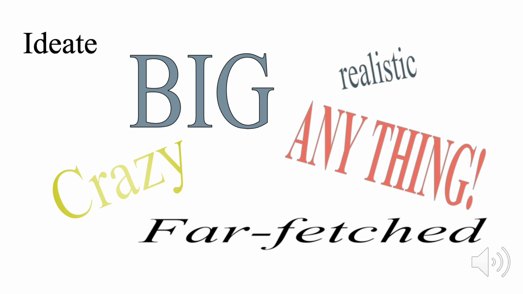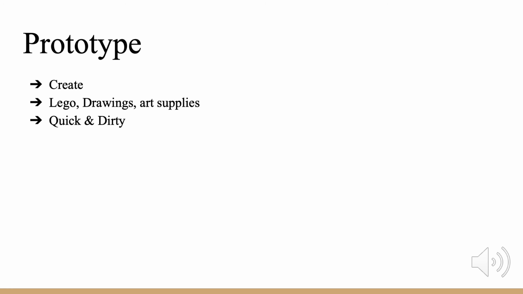Then you're going to ideate, which is super fun. You write down every idea you have, no bad ideas, get sticky notes, whiteboard, write it out, and then you can filter through at the end. Prototype is where you physically create your idea. You can do this with Lego, with just drawings, or you can glue pieces of paper together. Make it quick and dirty, and then get feedback on your prototype and tweak it as you need to.